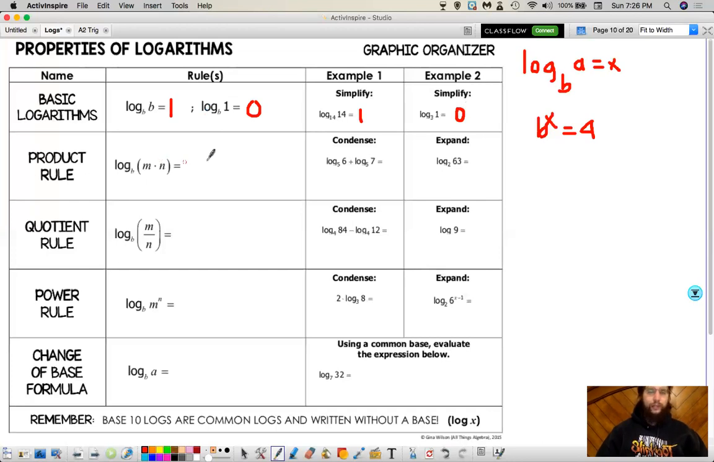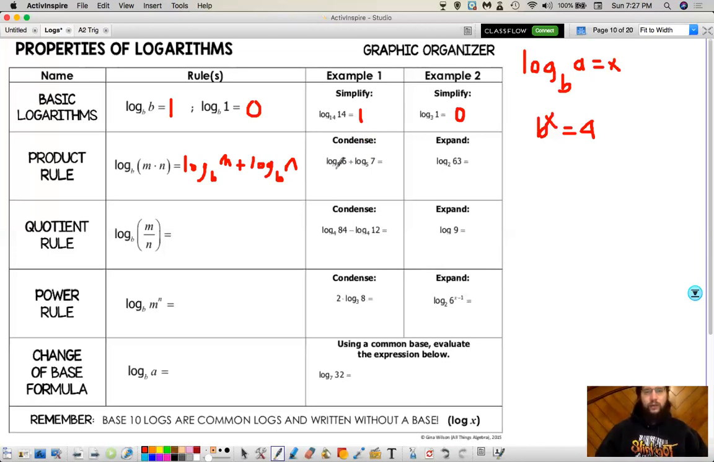Product rule. Again, we use this. Let's just sum it up, then we're going to practice applying them all together. So if the arguments are being multiplied, we're going to add our exponents, which, since we have logs as our exponents, is log base b of m plus log base b of n. And we can go either way on these things. If it says condense, we're going to make it a single logarithm. If it says expand, we're going to break it out as much as possible.